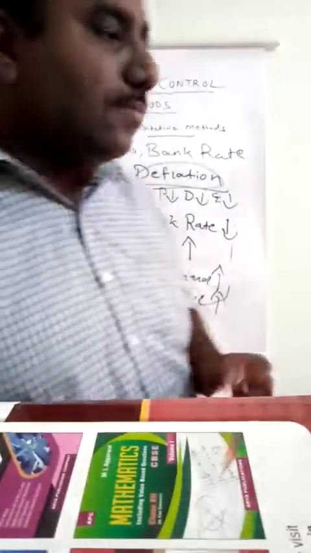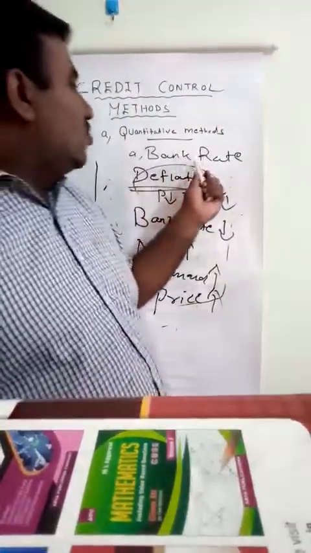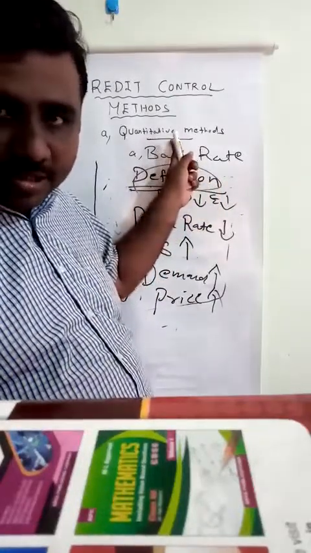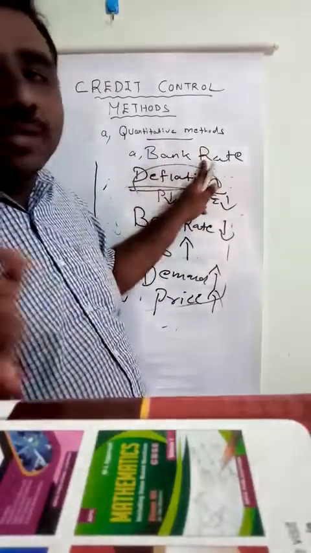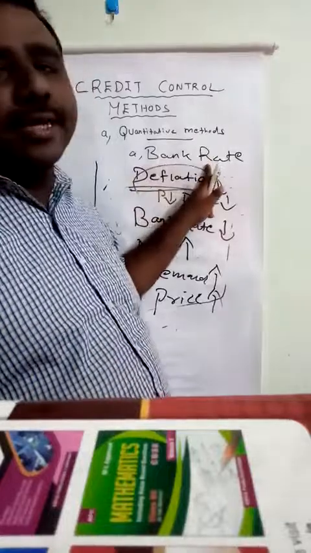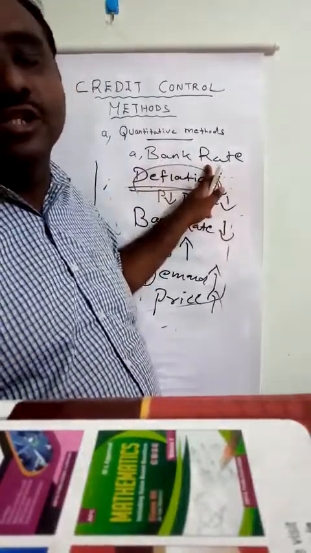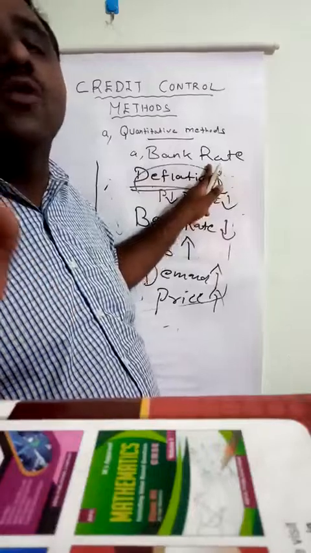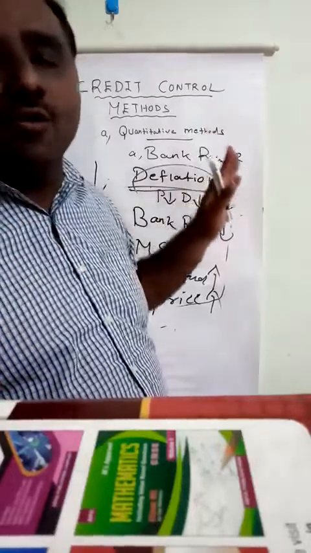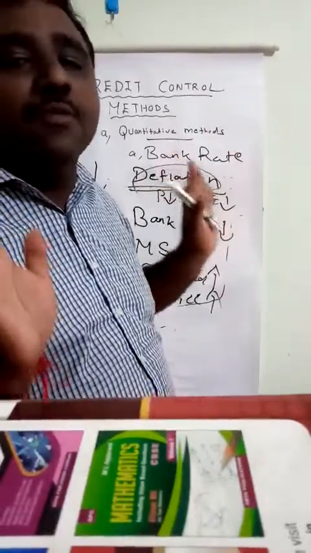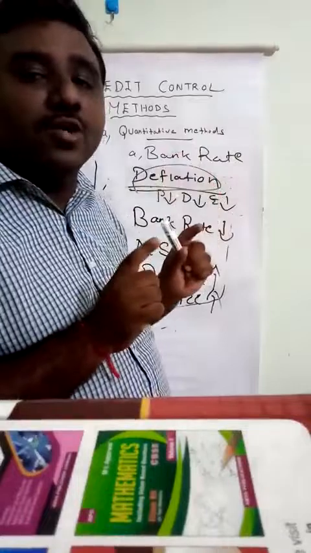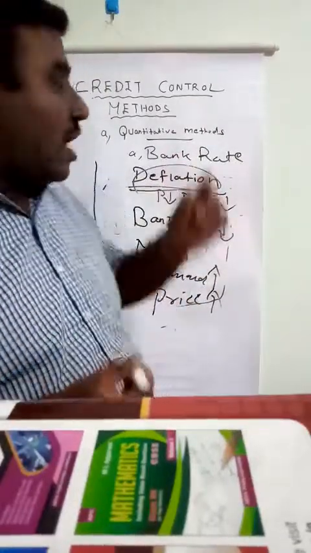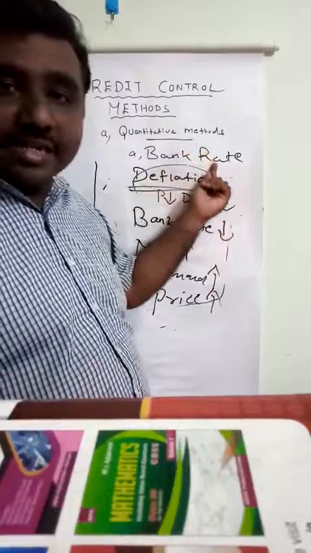So my dear students, the bank rate is a method which comes under the quantitative method. You must know the definition of the bank rate and also you must know the situations. There are two types of situation that occur in an economy: one is inflation and another is deflation. So at the time of inflation, what will the central bank do, and at the time of deflation, what will the central bank do?